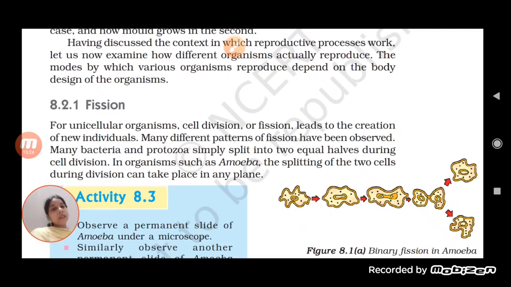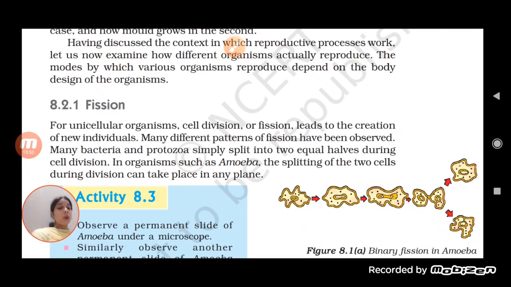And fission is of two types: binary fission and multiple fission, students. Different kinds of unicellular organisms, like amoeba, paramecium, Leishmania, and bacteria, all reproduce by binary fission. But some of them, like Plasmodium, show multiple fission. Now let us start with the amoeba.